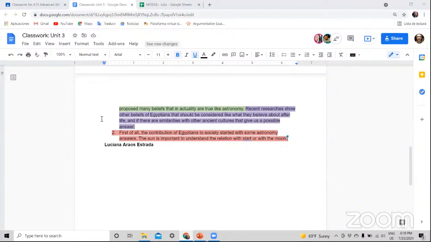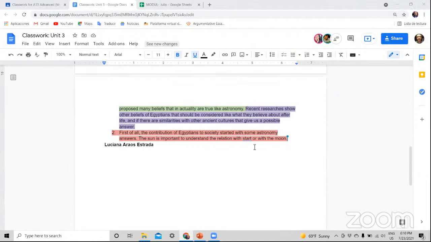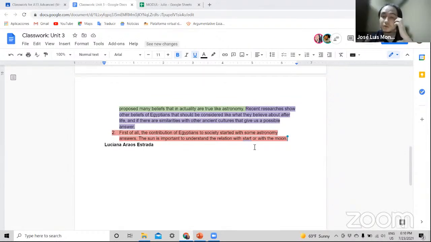Okay, first of all, the contribution of Egyptians to society started with some astronomy answers. The sun is important to understand the relation with the stars or with the moon. Okay, good, good. The only thing that the correction right there is going to be in plural with stars or with the moon. Okay, good. Now I have something clear, right? That and you're telling me what you're going to talk about.